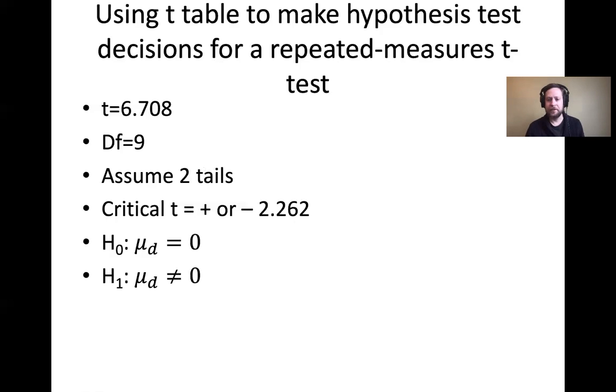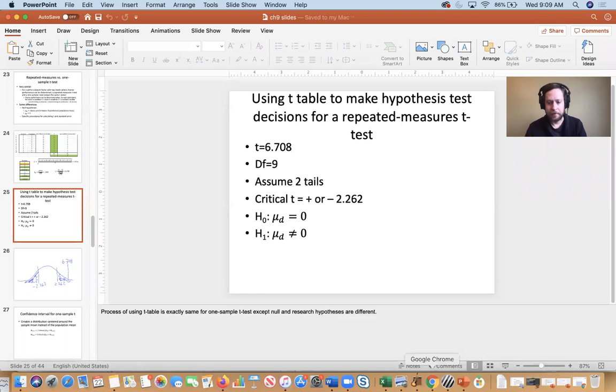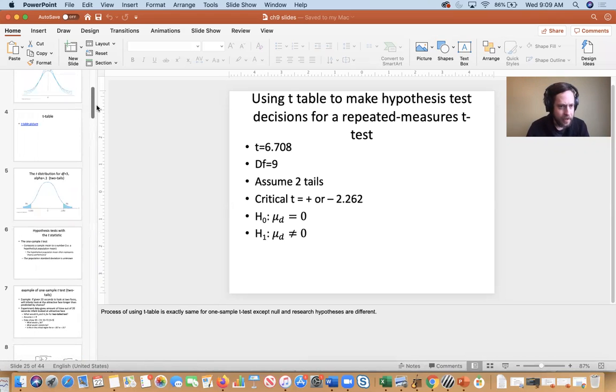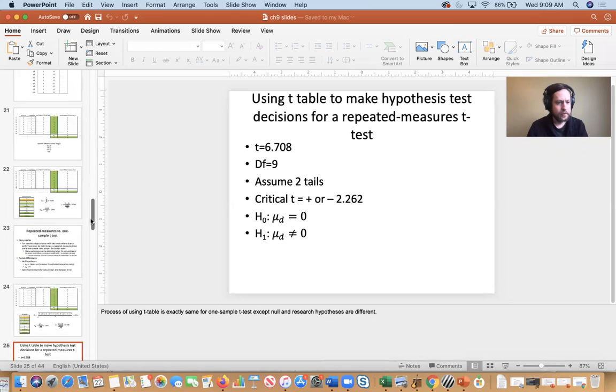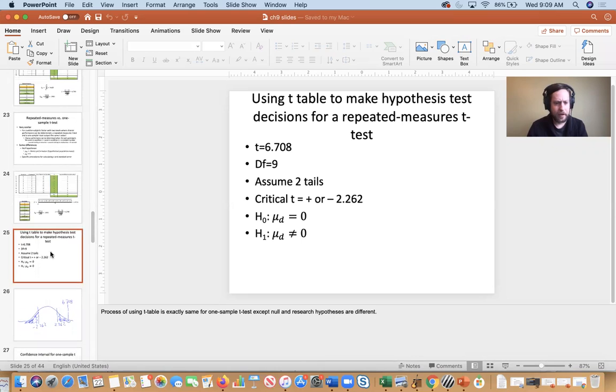But let's go ahead and make sure that we can use our t table correctly. So let's go ahead and verify this by looking up the number on our t table. For you guys, in case you forgot, your t table is located on slide number 4 in the chapter 9 slides. It's a link to the Google sheet, the Google document.